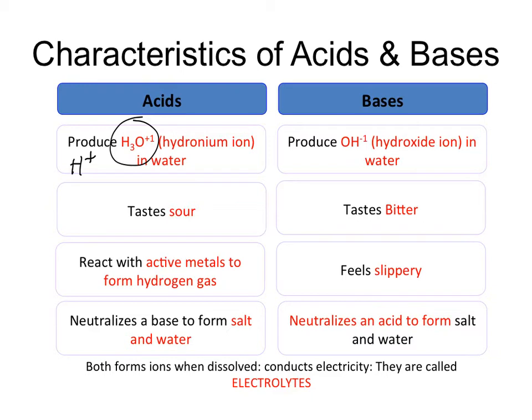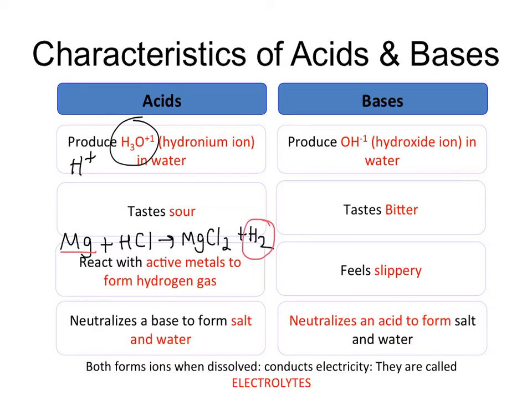We've learned that active metals can react with acids to form hydrogen gas, and you can see in this chemical reaction right here the active metal being magnesium and the production of hydrogen gas on the right.